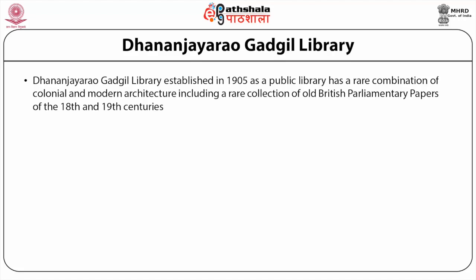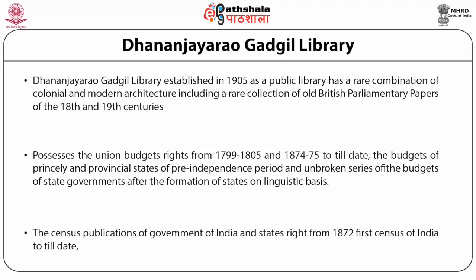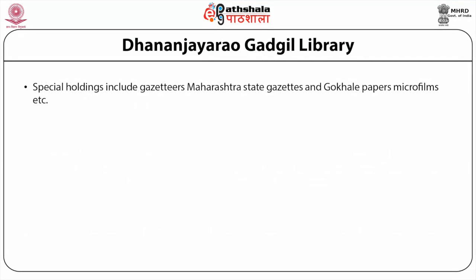It possesses the Union budgets from 1799 to 1805 and from 1874-75 till date, the budgets of princely and provincial states of the pre-independence period, and an unbroken series of the budgets of state governments after the formation of states on linguistic basis. The census publications of the Government of India and states right from 1872, the first census of India, till date. Special holdings include gazetteers, Maharashtra State Gazettes, and Gokhale papers, microfilm, etc.